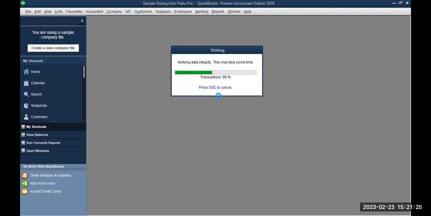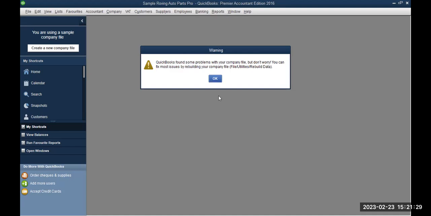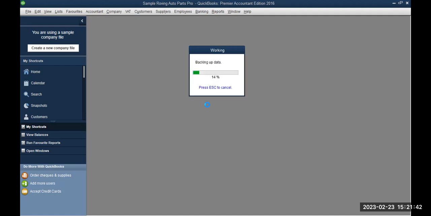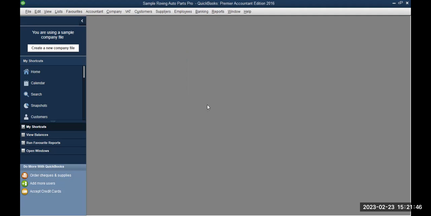If there's any error, it will let you know there's an error in one of your files and it can actually fix it. So for example, I found some problems with your company file, but don't worry, you can fix most issues by rebuilding your file. So just be aware that it can do that. So it can rebuild that. And then once it's rebuilt, your file is backed up.